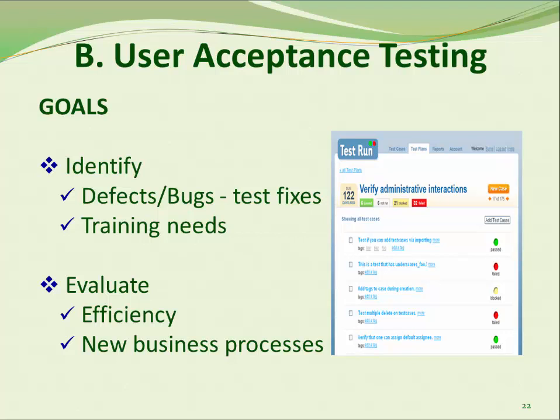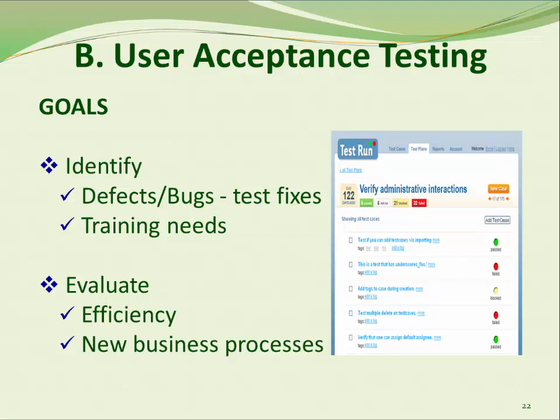UAT provides end users their opportunity to ensure the logic works. It is during UAT where defects and bugs will be found, and the development team must help identify why the errors are occurring and resolve them before the project goes any farther.